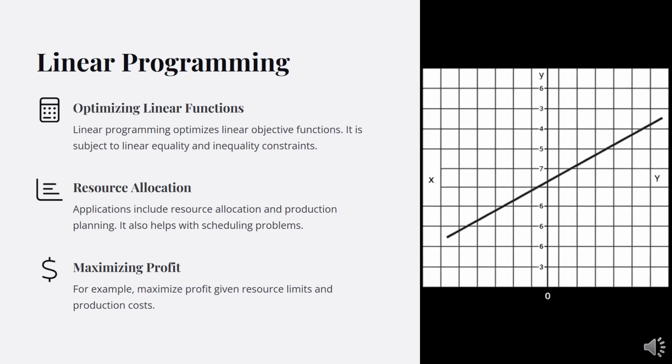Next is maximize profit. For example, maximize profit given resource limits and production cost. This provides a concrete and very common example. A business wants to make as much profit as possible. Then linear programming helps them figure out the ideal production level for the various products considered.